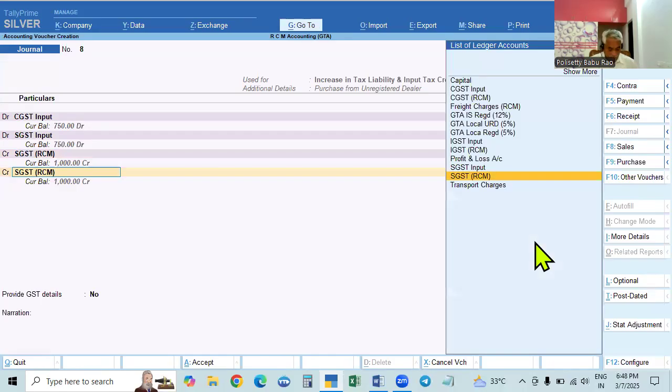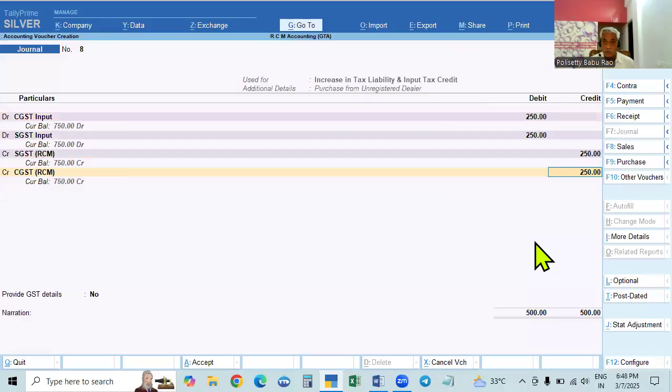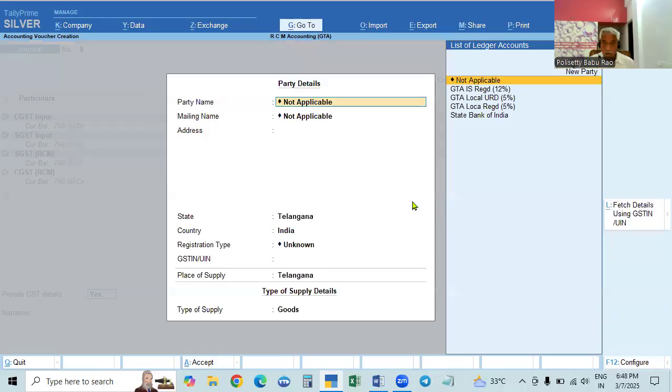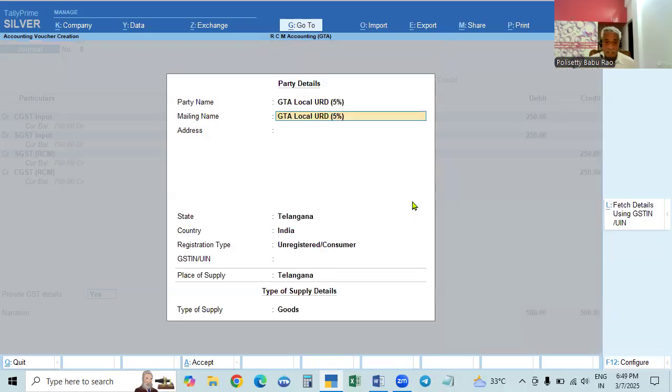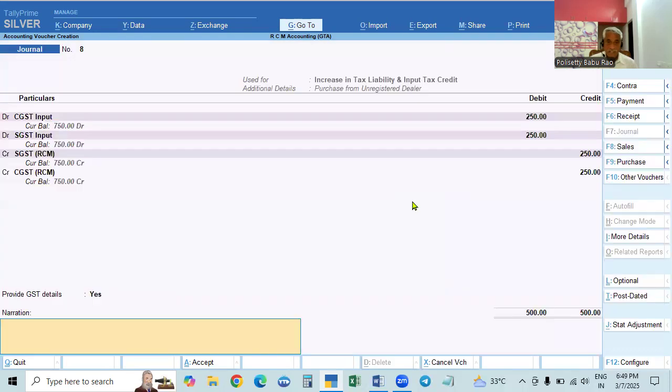And again, now it is CGST RCM, 2.5% of 10,000, 250. So input tax credit we created as debit, and RCM liability created as credit. Now come down, yes, see the details here. Now we have taken registered dealer, unregistered dealer. First one is registered, now unregistered dealer. Then we have taken the details, unregistered. Now services, accept, accept. This is completed.